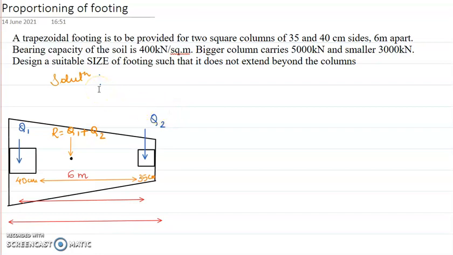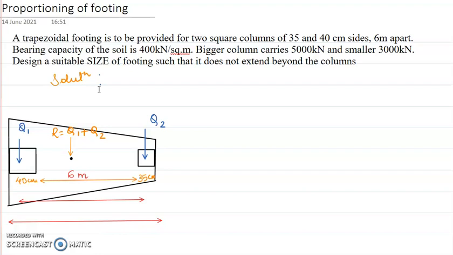Hello, so in this video, what we are going to do is solve some problems on combined footing. This is part of Unit 3, Shallow Foundation, wherein you'll be asked to determine sizes of combined footing. The combined footing always doesn't have to be of this shape, okay? Combined footing, by definition, means when a single footing is provided for two columns, okay?